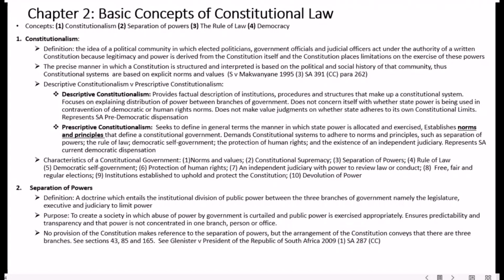So colleagues, note that there is no provision of the Constitution which makes reference to the separation of powers. If you go to your Constitution, you're not going to find a specific section that says, here is the separation of powers, government is divided into this and this and this. No, you're not going to find that. But we see from the arrangement of the Constitution that it does envisage the separation of powers when we look at the various sections and how the Constitution is arranged. You can look at Glenister in this regard, the case of Glenister.